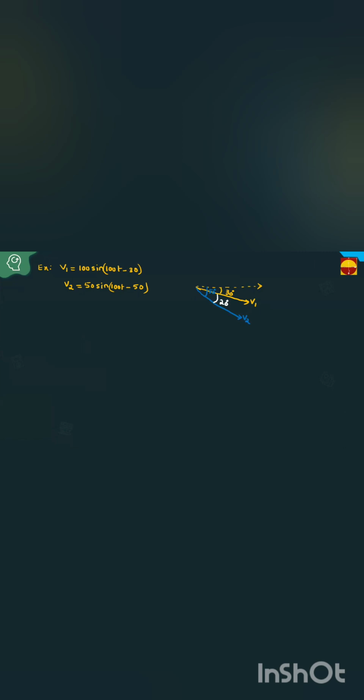Now tell me the statement. Does V1 lead or does V2 lead? You can measure like this, leading. Measure like this, lagging. V1 leads V2. Both are on the same side because both are negative. V1 leads V2 by an angle of how many degrees? 20 degrees. And V2 lags V1 by an angle of 20 degrees. This is correct.